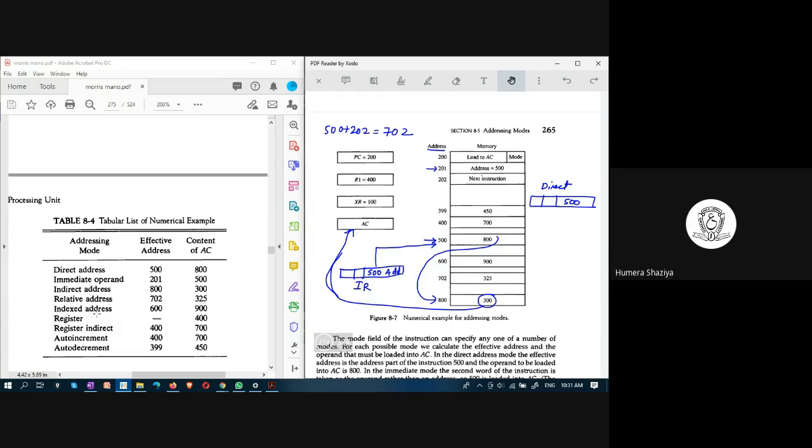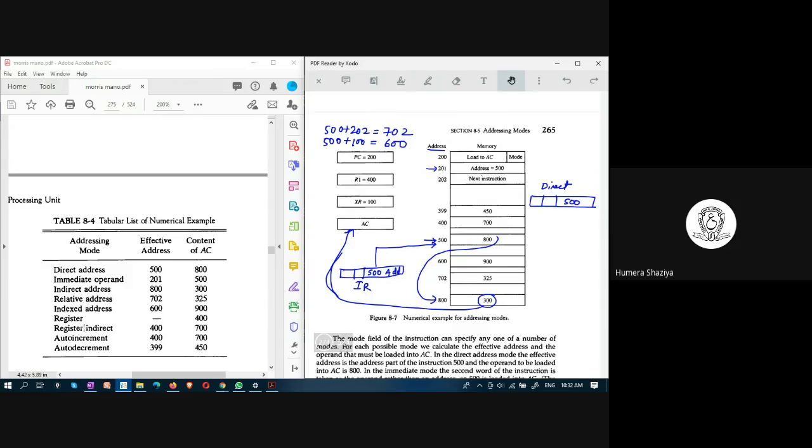Index address means there is an index register 100, which is added to the instruction register, which has a value 500. This base index register has a value 100, which is equal to 600. When you go to 600, you will find 900, which will be stored in AC. So this 900 is the operand.